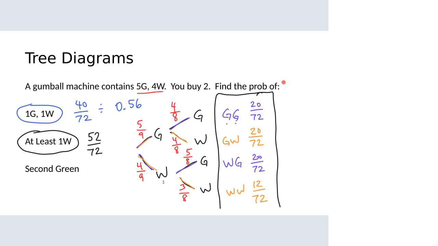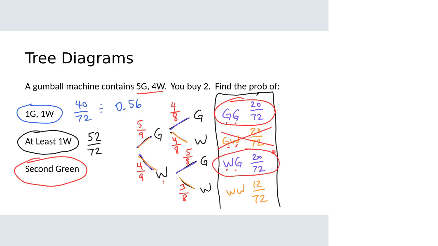And then finally, what's the probability that the second one is green? Well, green followed by green. Yep, second one's green. Green, white. Nope, second one's white. That's no good. White, green. Yes, second one's green. White, white. Nope, second one was white. I could get the second one green this way or this way, so I need to add those together. 20 over 72, 20 over 72 is 40 over 72.